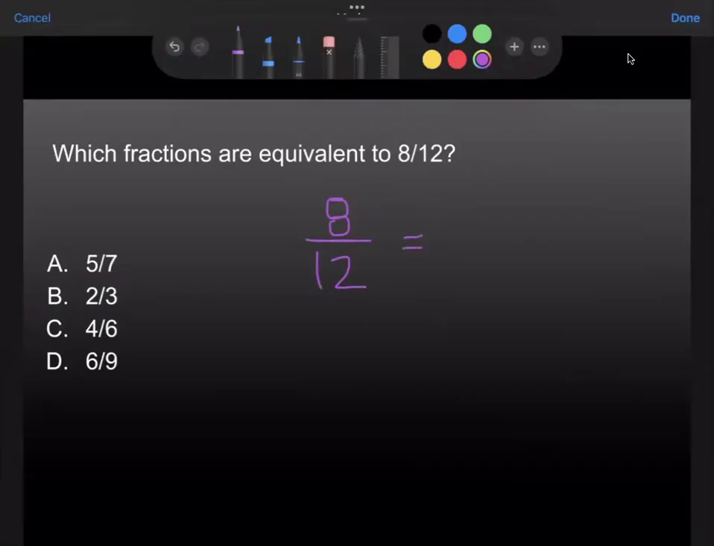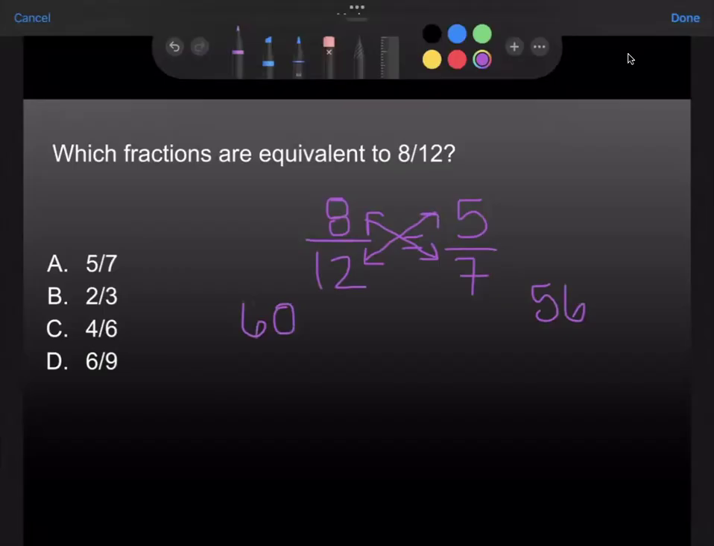What I do is I'm going to put my first choice, the 5/7 over here. If these are equivalent, when I cross multiply, I should get the same number. What that means is if I multiply 8 times 7, which is 56, I should get the same number when I do 12 times 5. Well, 5 times 12 is 60.